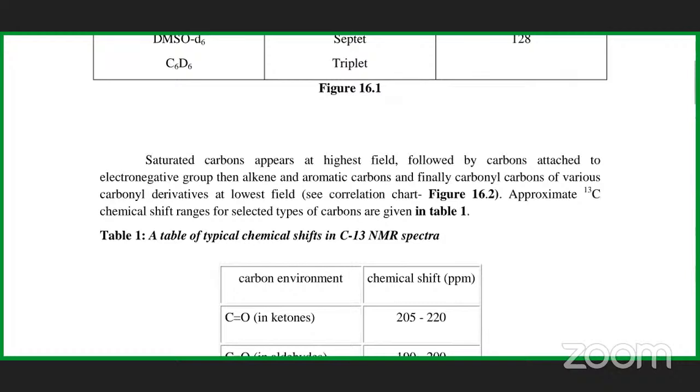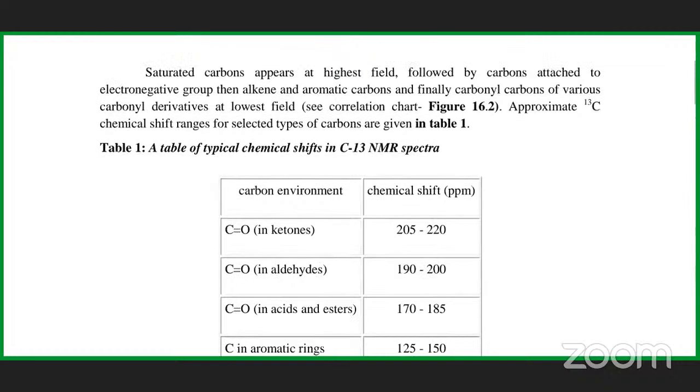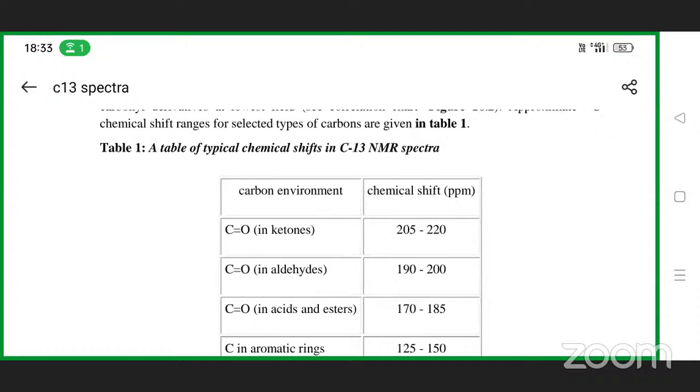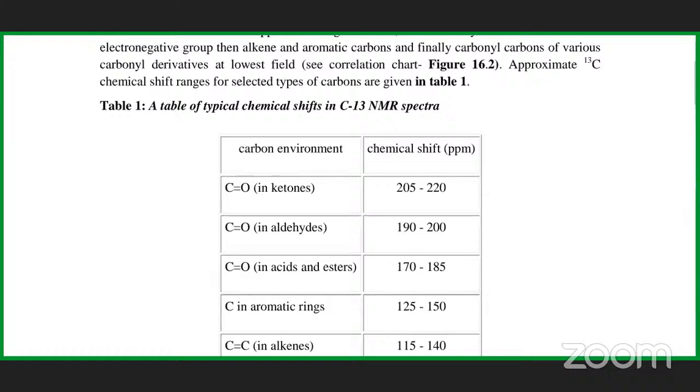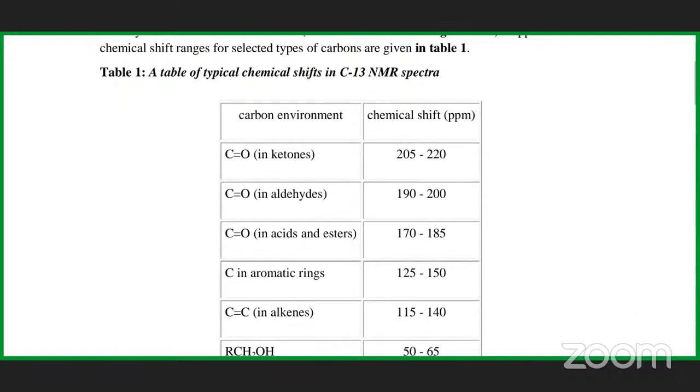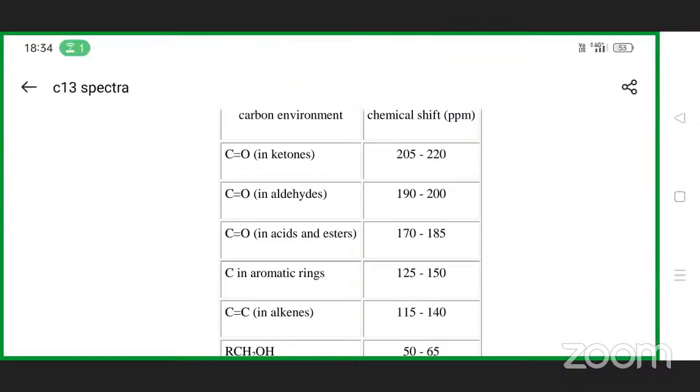And now the chemical shift values of various functional groups in the C13 spectrum. The carbonyl in the aldehyde group has an absorption position of 190 to 200 here. When the carbonyl is in carboxylic acids or in the ester carbonyl group, it appears at 170 to 185. Aromatic carbons appear in the range of 125 to 150, meaning sp2 carbon, C double bond C. The range of chemical shift is 120.